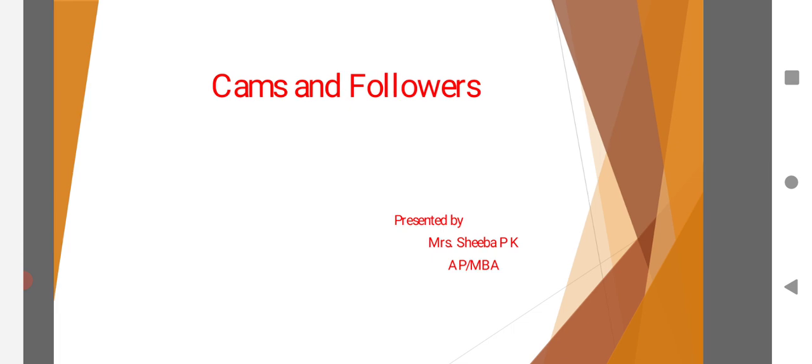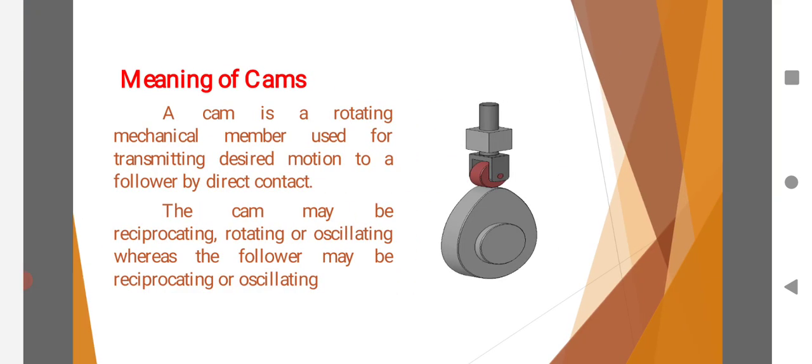Let's move to the topic. Meaning of cams. A cam is a rotating mechanical member used for transmitting desired motion to a follower by direct contact. Second point, the cam may be reciprocating, rotating or oscillating, whereas the follower may be reciprocating or oscillating.